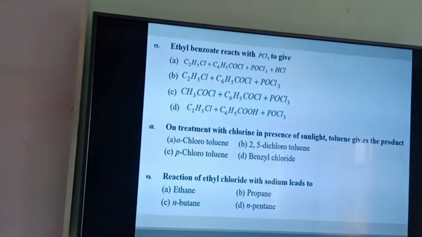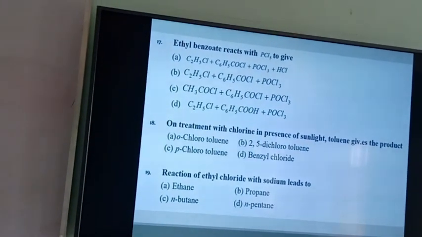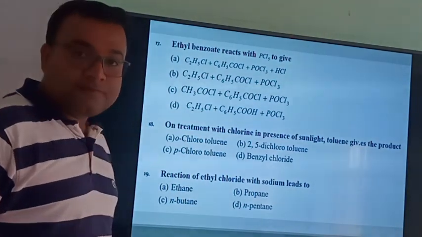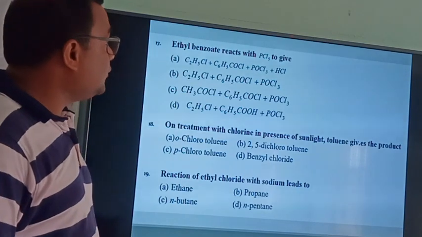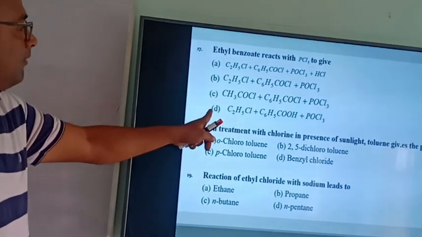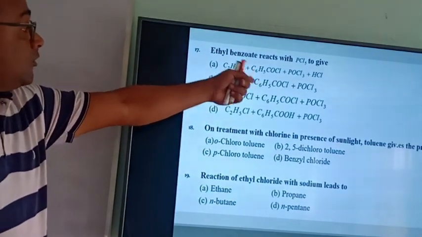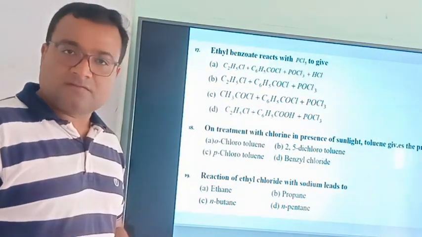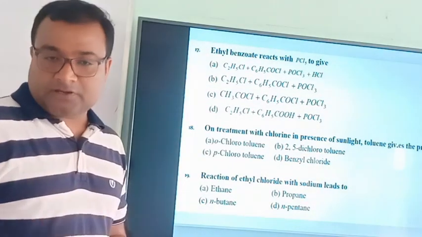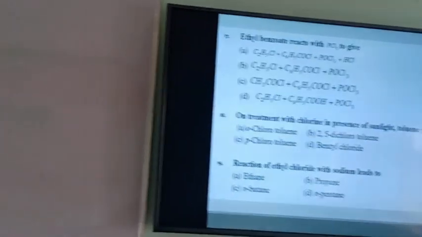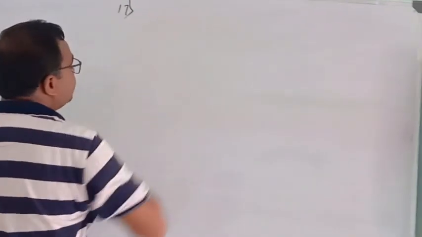Question number 70. Methyl benzoate reacts with phosphorus pentachloride to give what? These many compounds are given: ethyl chloride, benzoyl chloride, phosphorus oxychloride. Many different compounds are given. Let's find out which one is the correct option. Let's write the reaction. Ethyl benzoate, how does it react?